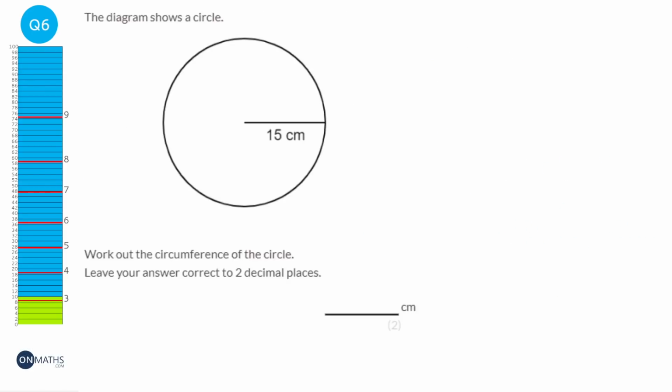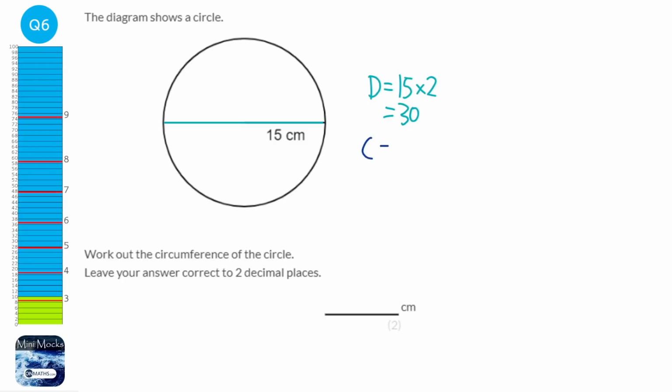To work out the circumference we need the diameter, and the diameter is just the full distance across a circle. So to work out what the diameter is, we're just going to get that radius and times it by 2, which will give us 30 centimeters.